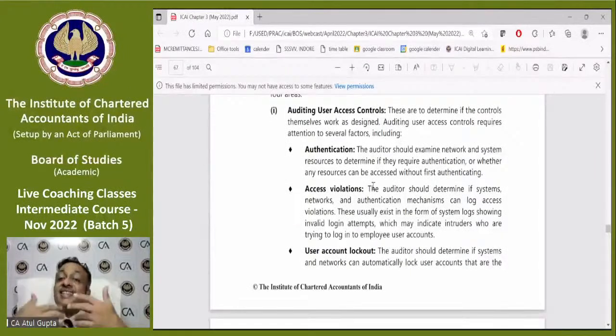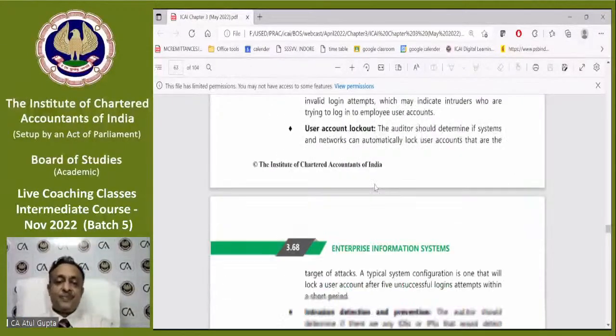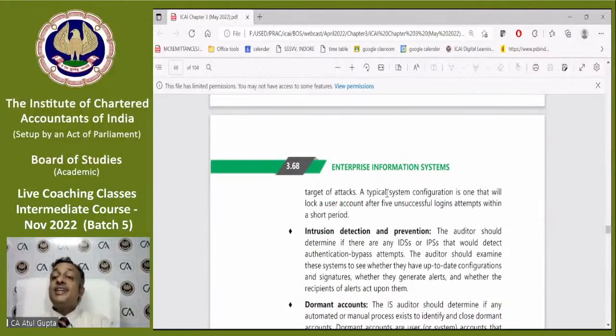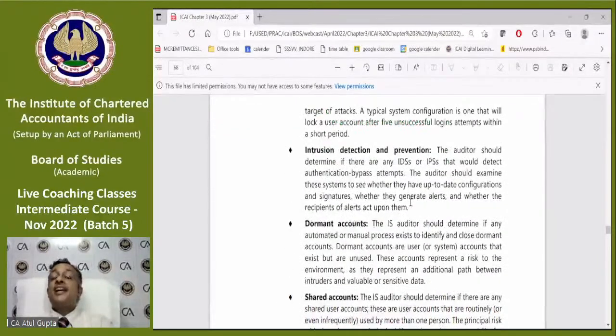So you will ask, how are you doing this? How authentication, how access violations are being tracked, how user account lockout is being done. Okay. How intrusion detection and prevention is being done. IDS. If unauthorized access is there, how you handle it. How dormant accounts are being tracked.